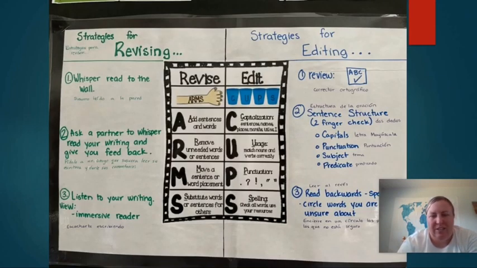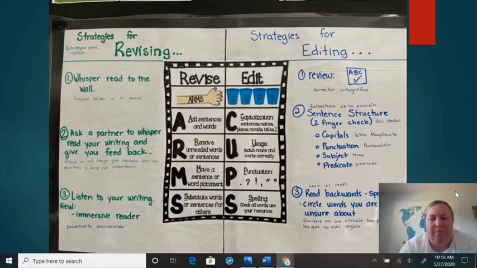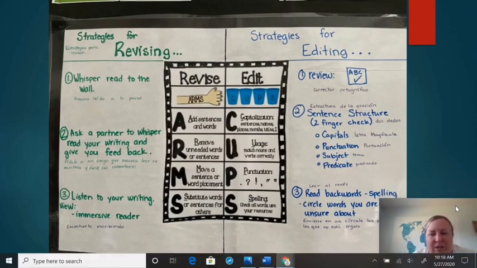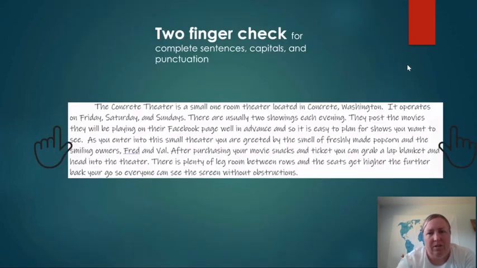These are our strategies we've had all year long, and you can pause on this and go back and look at it if this is what's going to help you with your editing. But these are some of the strategies that we have. And again, I'm going to review quickly our spelling one and our two-finger strategy just so that we have those available to us. So I'm going to start off with the two-finger check, looking for complete sentences.